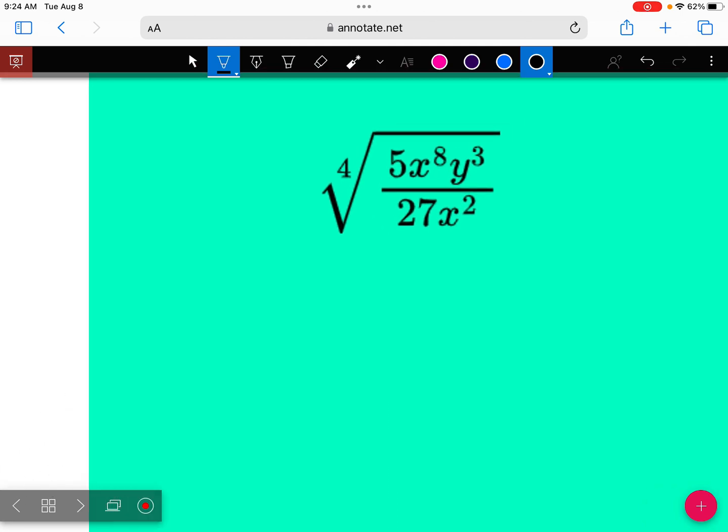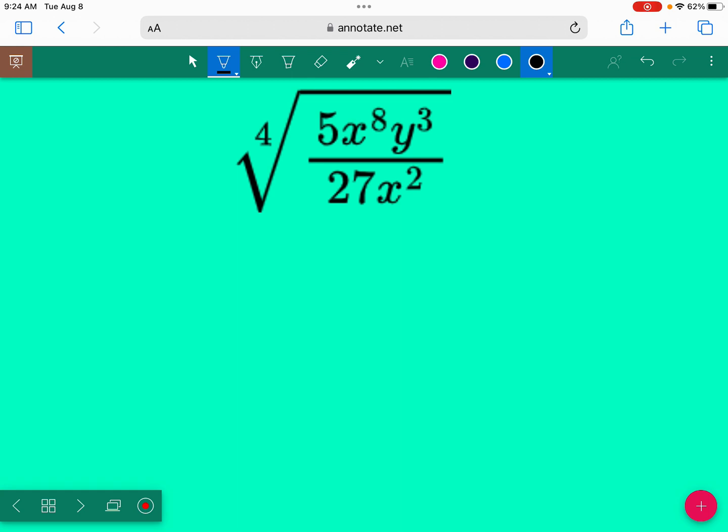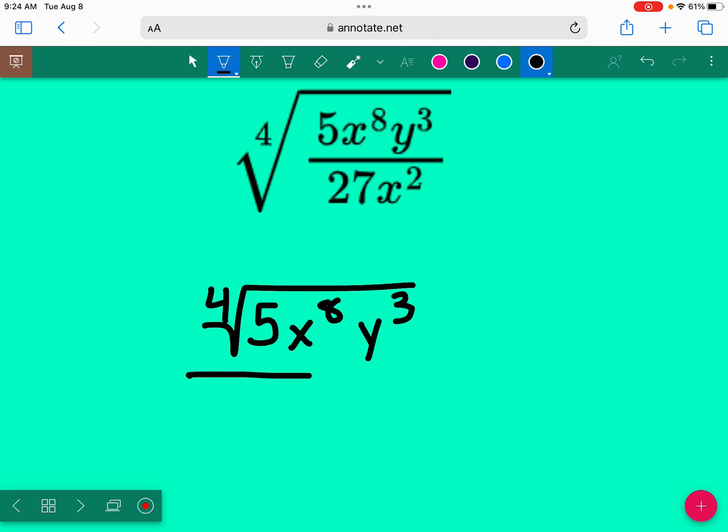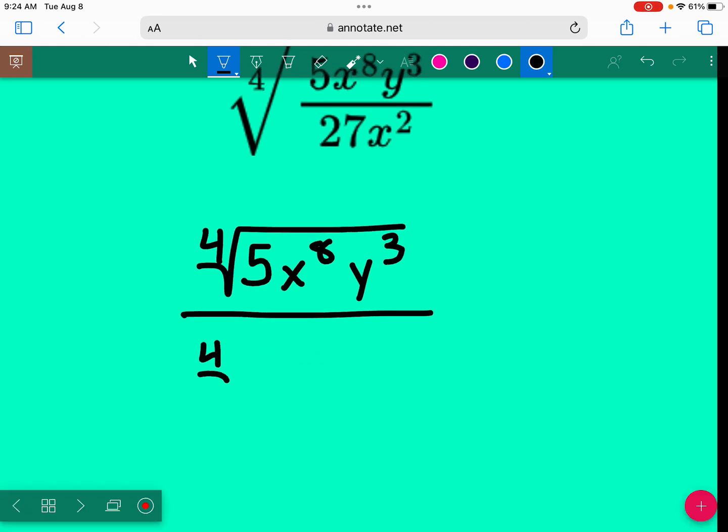Okay, so now we're going to do this 4th root one, and this one has lots of pieces. So first thing we're going to do is take our fourth root and split it into our numerator and our denominator. 5x to the 8th y cubed over our fourth root of 27x squared. There is a hard way and an easy way to get the 27 to rationalize on a fourth root.